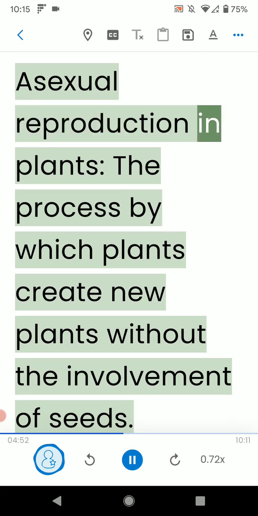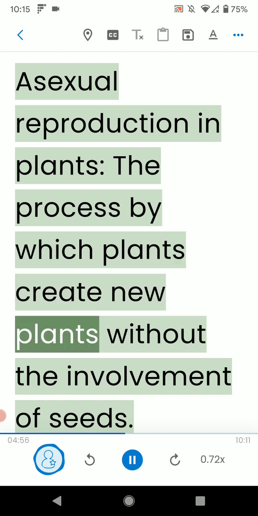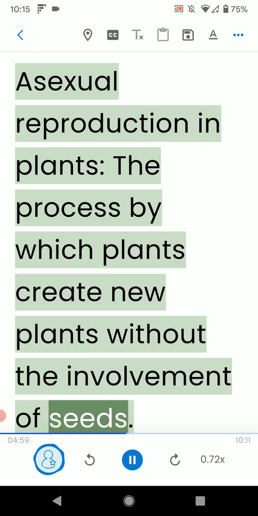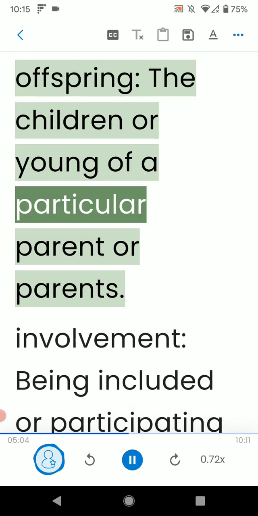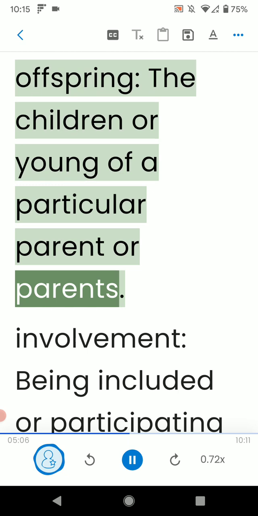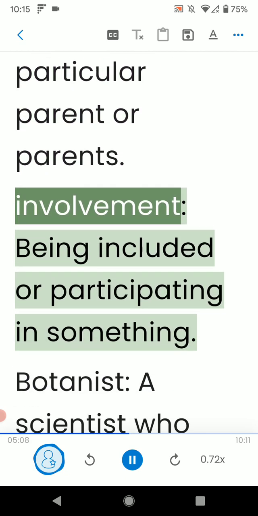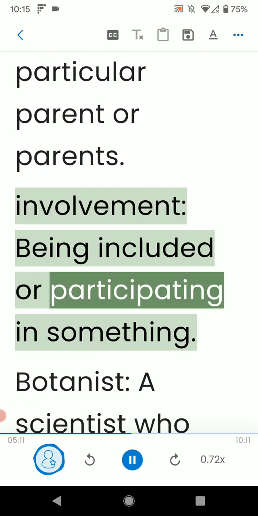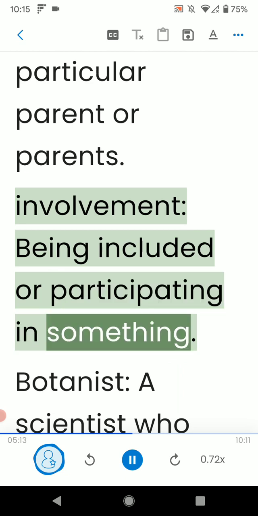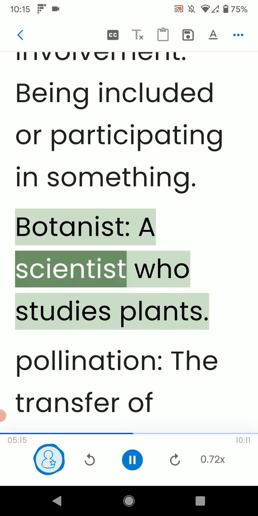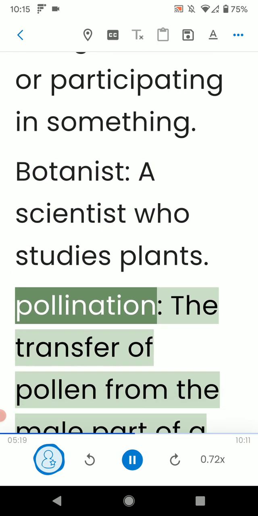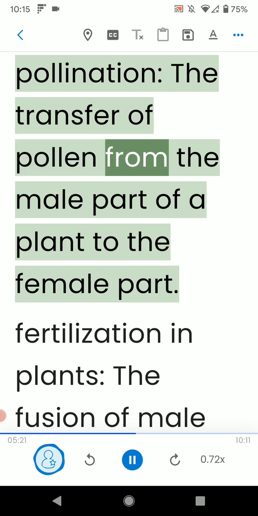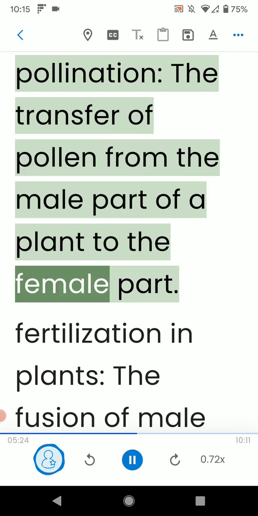Asexual reproduction in plants, the process by which plants create new plants without the involvement of seeds. Offspring, the children or young of a particular parent or parents. Involvement, being included or participating in something. Botanist, a scientist who studies plants. Pollination, the transfer of pollen from the male part of the plant to the female part.